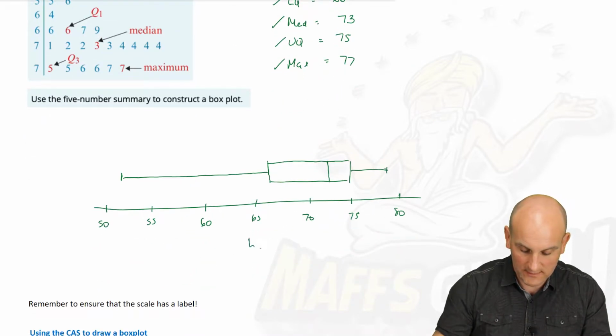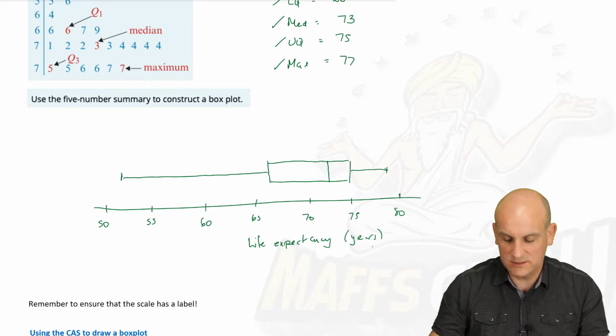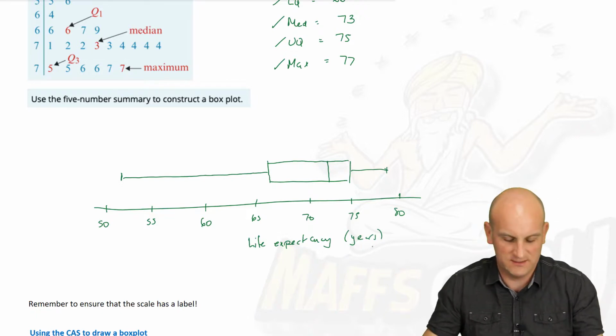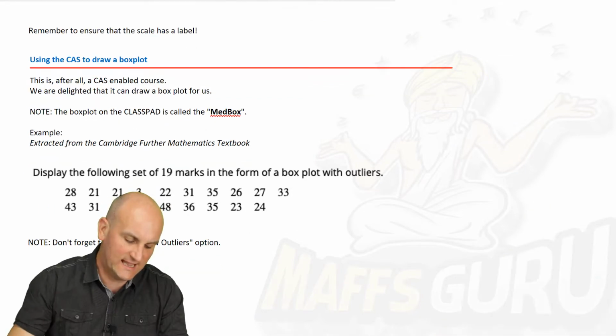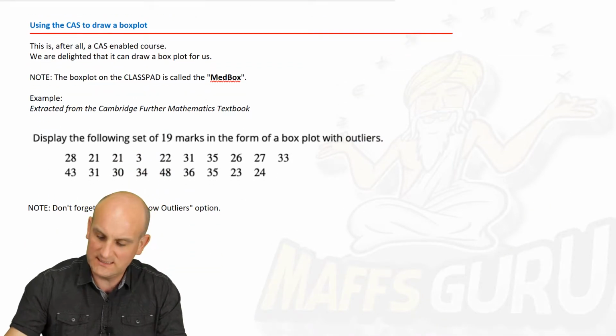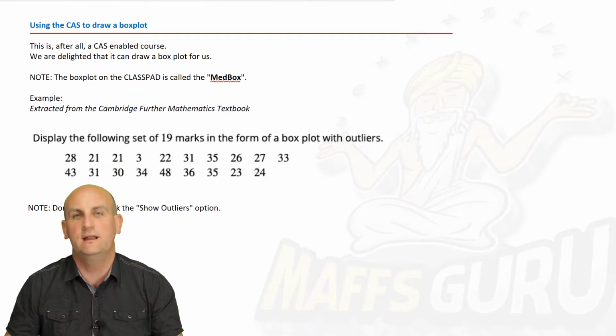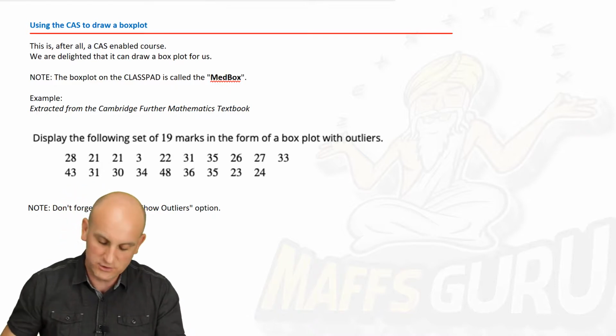So because they've told me that, I'm just going to write life expectancy, and in brackets, years. Now, excuse my handwriting, it sucks on this thing. Normally it's a lot better. Now, this is a CAS-enabled course and technology is here to make life easier for you, and it just so happens I'm about to show you how to do that.